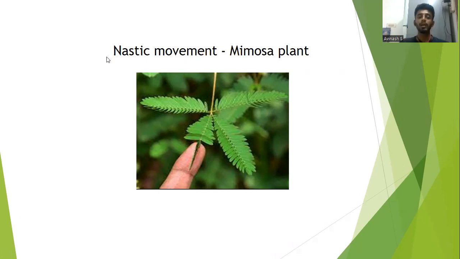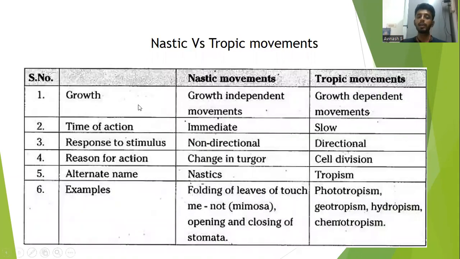It's also called turgidity, and it will shrink and give rise to this shrunken shape. Now, the next point is alternate name. It's also called nastics and it's also called tropism. And examples for nastic are, as we just saw, the mimosa plant and also opening and closing of stomata. The movement of stomata is also nastic movement.